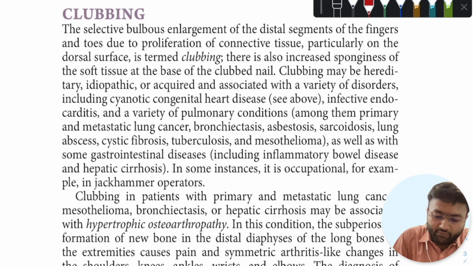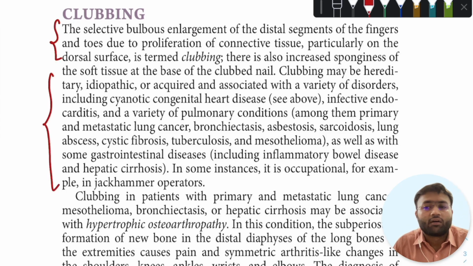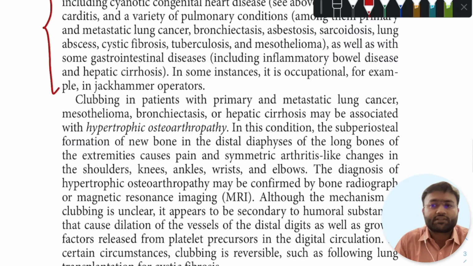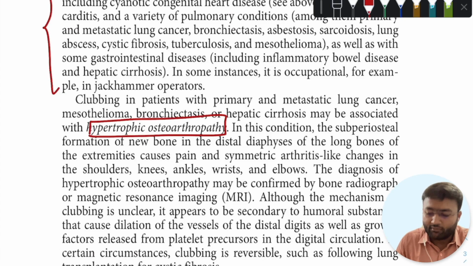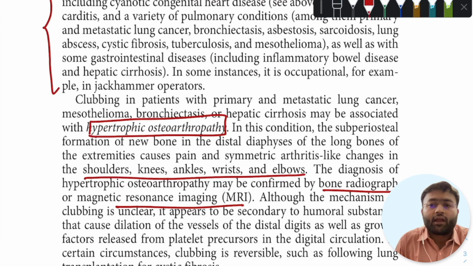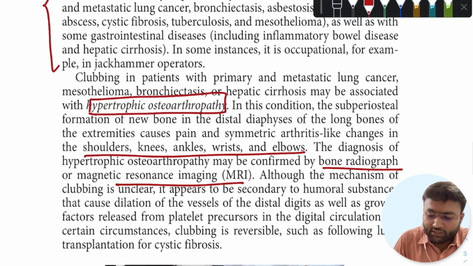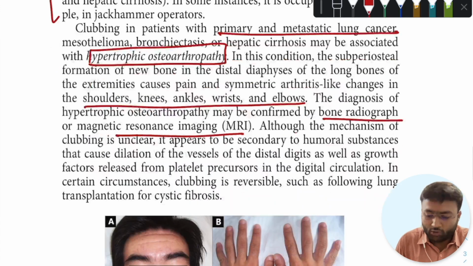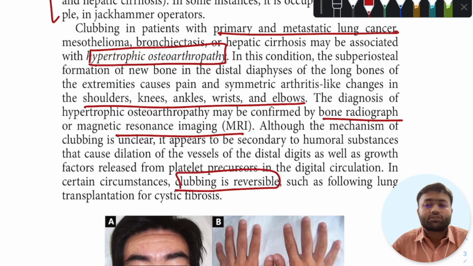Initially, they have given what we mean by clubbing. After that, they have discussed the various etiologies for clubbing. After that, they have discussed that clubbing in association with joint change is referred to as hypertrophic osteoarthropathy. How can it be diagnosed? Which joints are affected in it, and in which cases it is seen. After that, you should also know that clubbing is reversible in nature. So read this on your own.